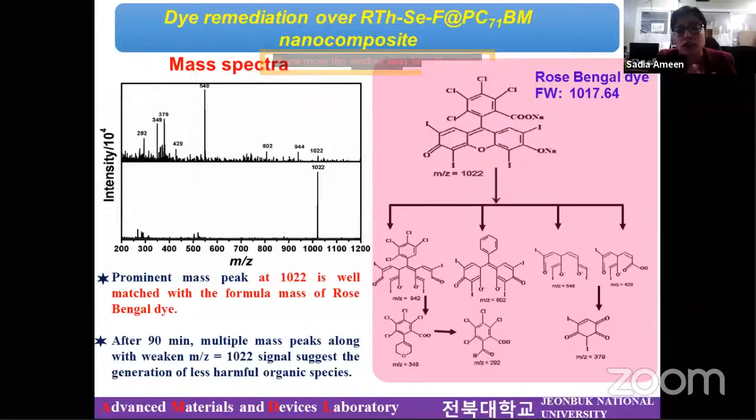We have also characterized our material through the mass spectra. The purpose for that, we wanted to make sure this is not a mere process of adsorption. So we have done the mass spectra, and we have found that our basic peak mass signal, which has occurred at the position of 1022, has split into several other mass signals. And these mass signals correspond to the intermediates which we have obtained here.